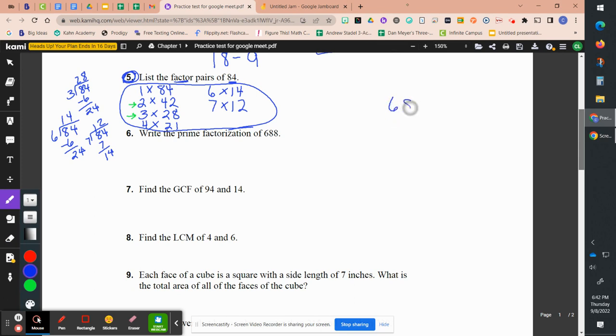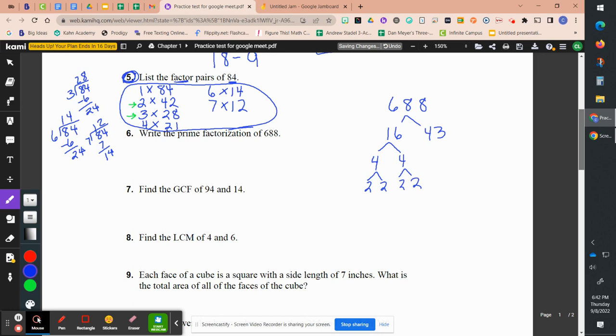Well, prime factorization means what is the answer at the bottom of our factor tree. Okay? So I happen to know that it's even, so I could have started with 2, but I happen to know this number is divisible by 16. 16 times 43 gives us 688. Okay? 4 times 4, 2 times 2, 2 times 2.